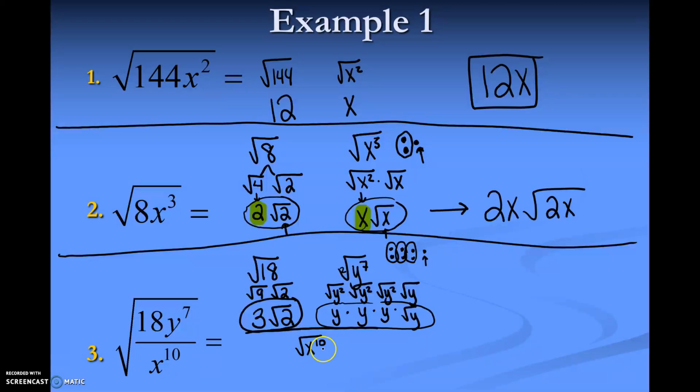Square root of x to the 10th. How many groups of 2 are there in 10? 5. So that becomes 5 full groups that get to break out. Our final answer here, we've got 3.